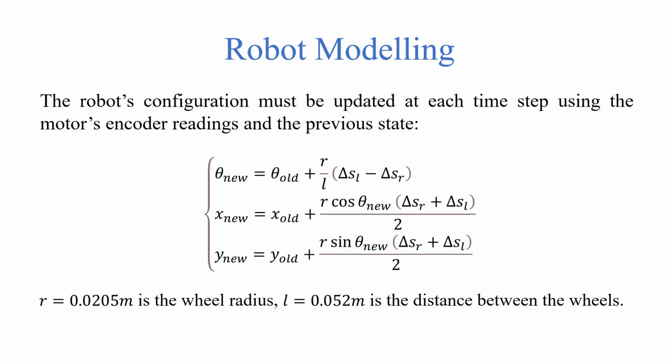Now, another really important topic that we must address is that the robot's configuration must be updated at each time step using the motor encoder readings and the previous state. This can be done using the following equations, which are called odometry update equations. Theta new, x new, and y new are the updated robot configuration. Theta old, x old, and y old are the robot's earlier configuration at the previous time step. R is the wheel radius, L is the distance between the two wheels, and delta SL and delta SR are the changes in the encoder readings of the left and right wheels, respectively.